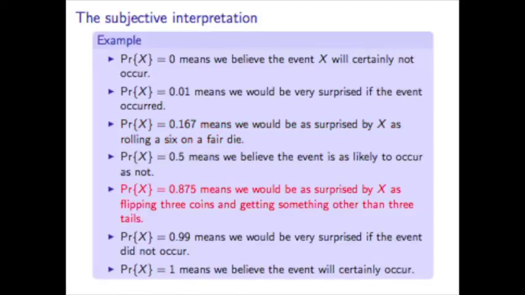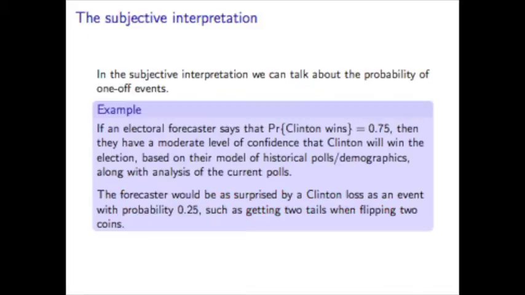A probability of 0.875 is a probability of 7/8. So I can get some intuition for what that means by thinking about flipping 3 coins. When I flip 3 coins, there are 8 possible outcomes, all of them equally likely. So if I assign a probability of 0.875 to the event x, it means that I'm quite confident it is going to occur, about the same level of confidence that I have when I flip 3 coins and I say, I expect something other than 3 tails. So one of the other 7 outcomes.